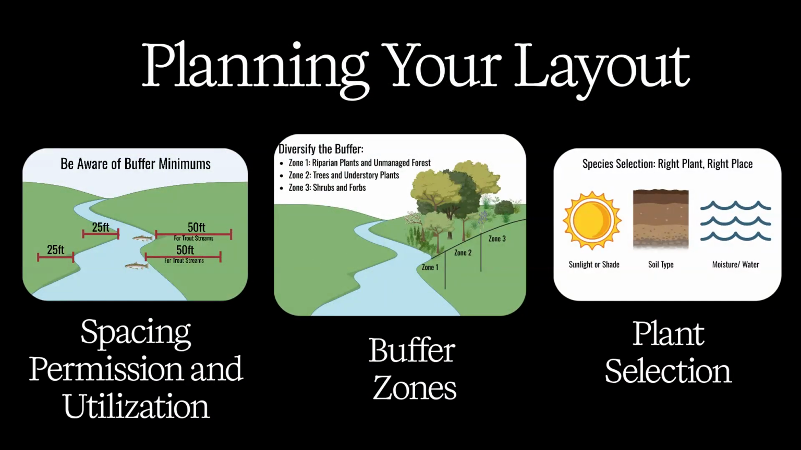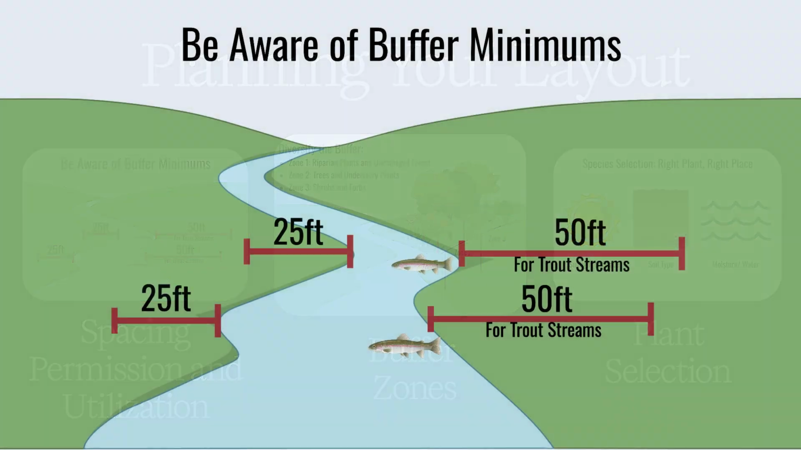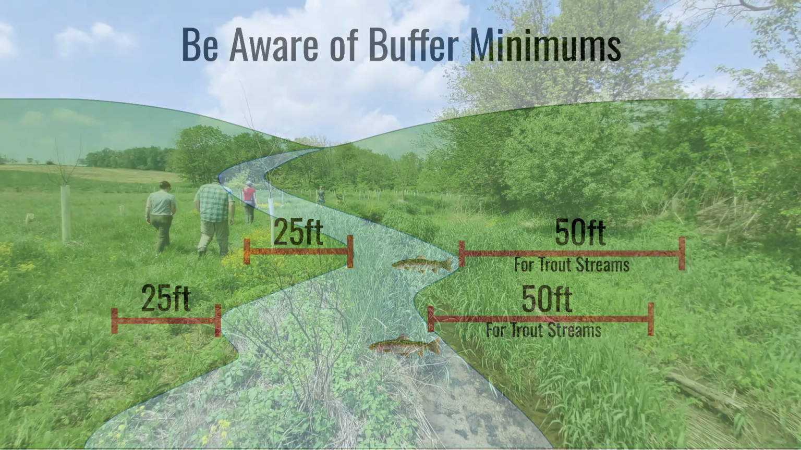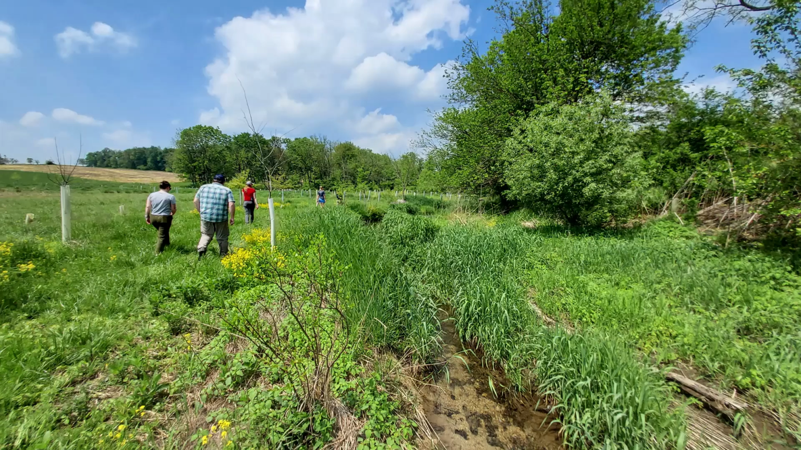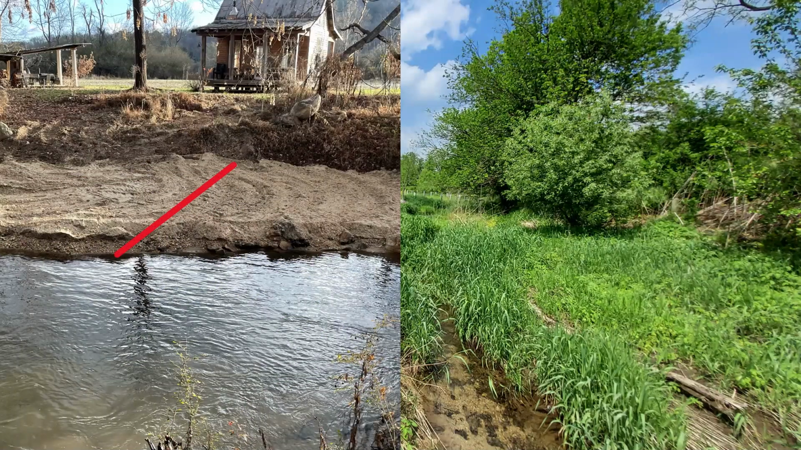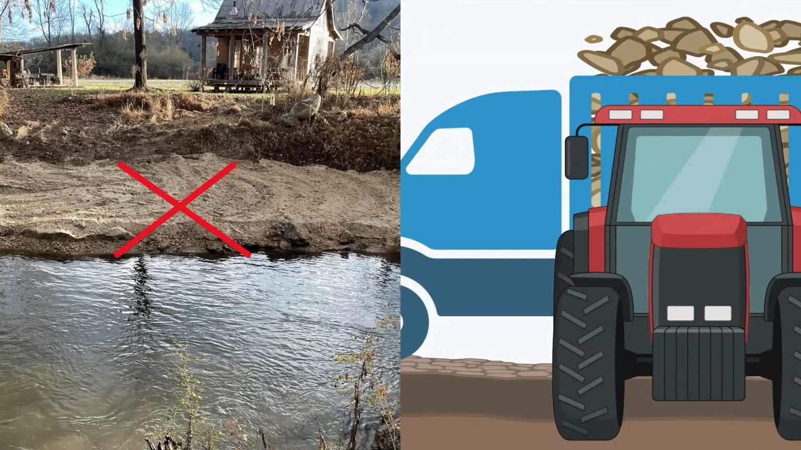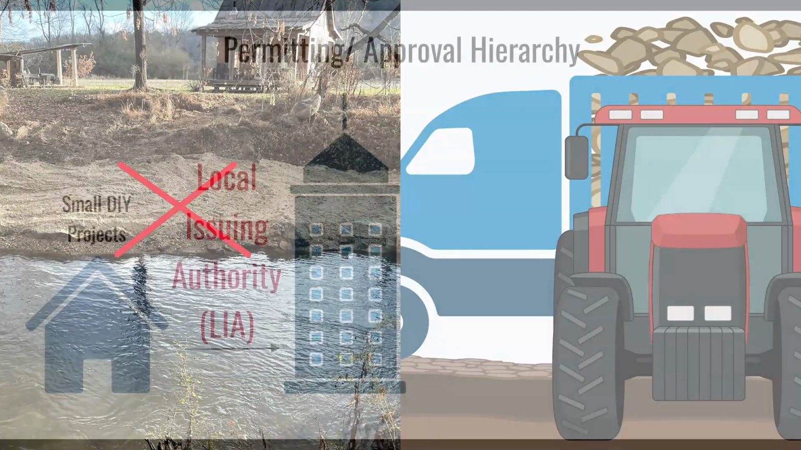When planning your buffer, space is the first factor. Regardless of the size of your property, if it borders a stream, it benefits from a vegetated strip. In Georgia, a minimum of 25 feet is required from the water's edge and 50 feet on trout streams. If your project is bigger than just adding a few native plants, say you're grading a slope or bringing in machinery, you'll likely need special approval.